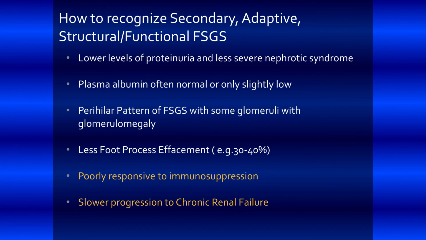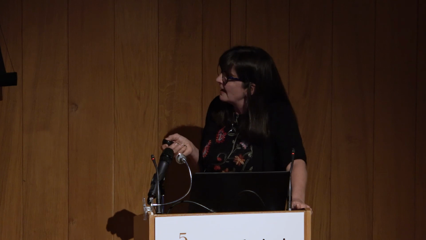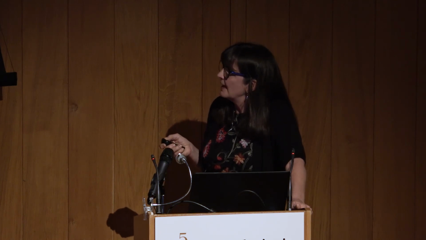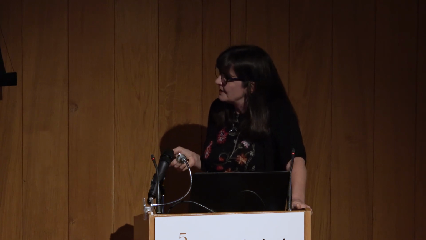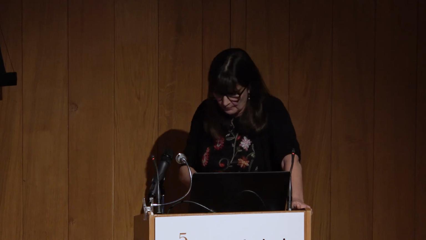So how do we differentiate between the two? Well, the answer is actually often it's very difficult. People with secondary FSGS tend to have lower levels of proteinuria, and they don't usually present with severe clinical nephrotic syndrome. There's a typical picture on histology. They tend to have a perihilar pattern in some glomeruli, usually with glomerulomegaly, reflecting what else is going on in the kidney. There's less foot process effacement, and the most important thing about these patients is that they do better and they don't respond to immunosuppression. So we need to protect these patients from having unnecessary toxic drugs that aren't going to improve their outcome.